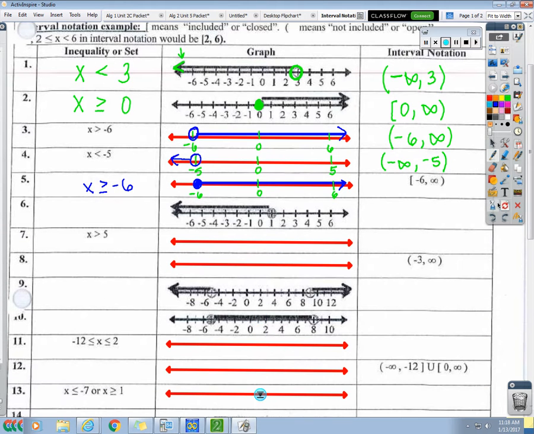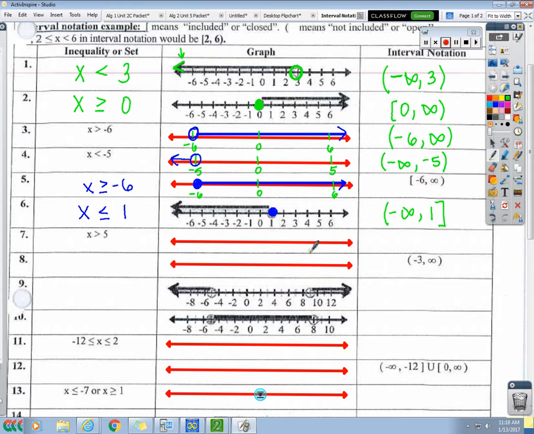Alright, number 6, they gave us the number line. The solutions are what? Right, so less than or equal to, because isn't that closed on the 1? So 1's part of the solutions, so less than or equal to positive 1. So over here, how do I write that? Okay?